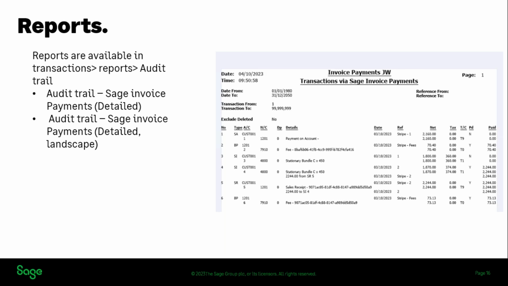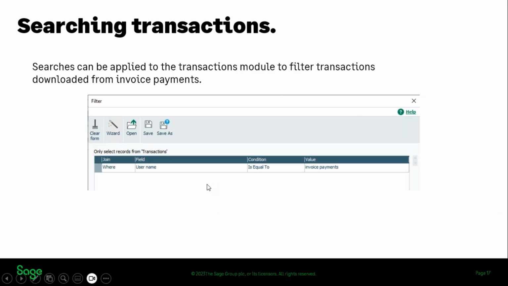That is the report that you can use, but that will bring through all transactions that have come through via Sage Invoice Payments for you. There are also other ways you can analyze your data. You can also put filters onto your transactions module. So things like the username, you can pop a filter on for the username. Anything that's posted from invoice payments will in fact have invoice payments under the username, so you'll be able to find those very easily.